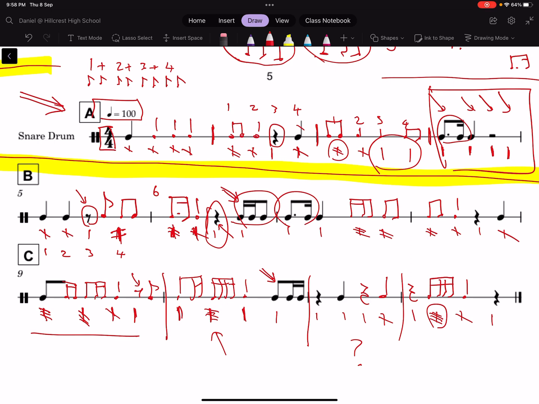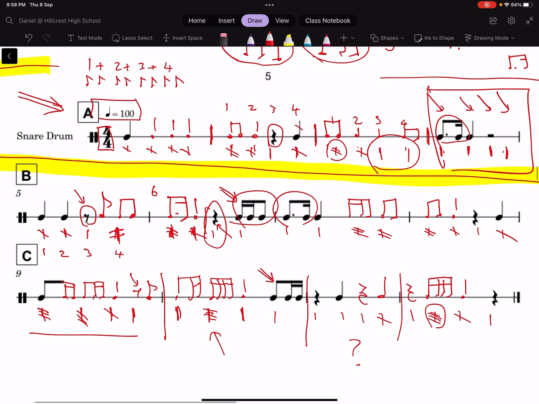1, 2, 3, 4. 1 and 2, 3, 4. And 1 and 2, 3, 4. 1, 2, da da da da da da. 1 da da da da da da da da da da da da da.